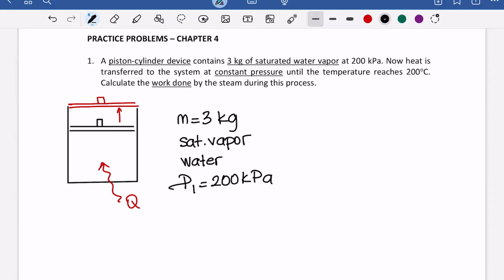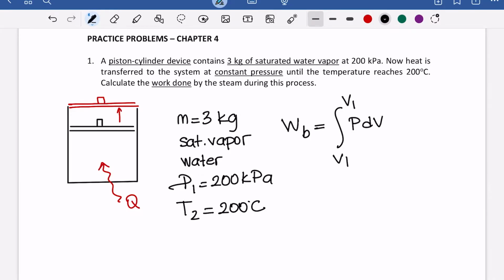So what else are they giving us? Let's see the temperature at the second state. I would write it down so we can see the clear picture. Now, since they're asking for the boundary work, you can either find it from energy balance, or you can find it from the equation we learned for the boundary work, which is the P dV work, right?